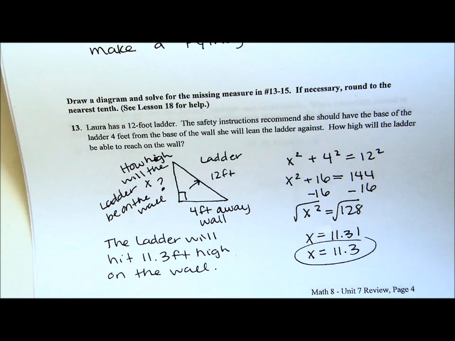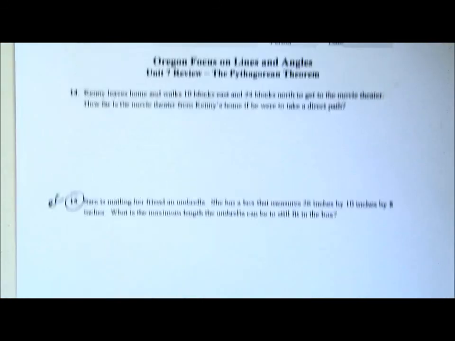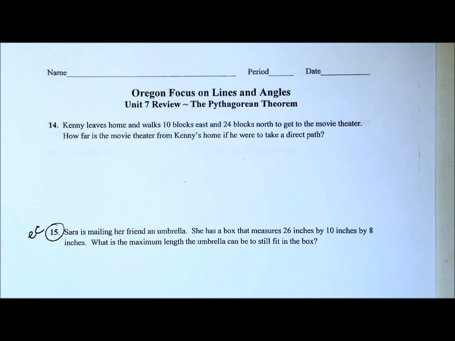Moving on, we've got number 14. Number 14 says, Kenny leaves home, walks 10 blocks east, 24 blocks north to get to the movie theater. How far is the movie theater from Kenny's home if he were to take a direct path? Now, in large cities like Eugene, Seattle, yes, I know I just compared Eugene to Seattle, and many others, you have the ability to walk to a movie theater. Now, when we talk about distances, instead of it being in miles, we talk about blocks, or how many streets we're going to have to go through. So, we're going to do that here.